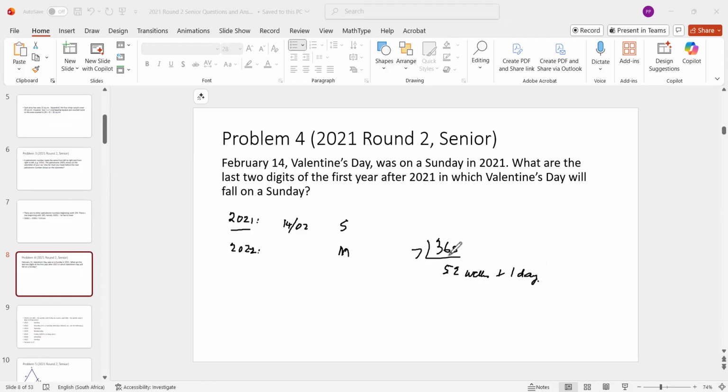Right? If you had 364 days, then the next one would have been on a Sunday again, because that's a multiple of 7. See, the same day occurs after every 7 days. But because you got 1 extra day, the next one will be a Monday. Like that, you got 2023, that will be a Tuesday, 2024, that's a Wednesday. But you have to be careful, because 2024 has got 366 days.